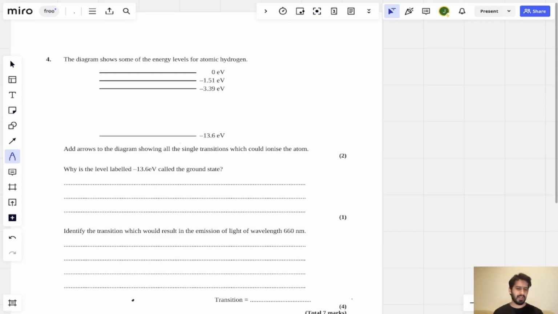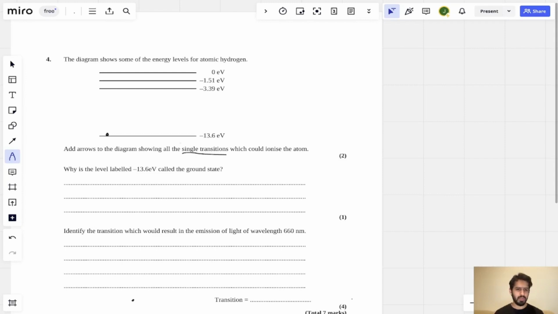This is the fourth and last question that we will be solving on energy levels, and I'm sure that after solving the last three questions, this one will be very easy for you to solve. So the first question is, add arrows to the diagram showing all the single transitions which could ionize the atom. So remember, you have to draw only single transitions which could ionize the atom.